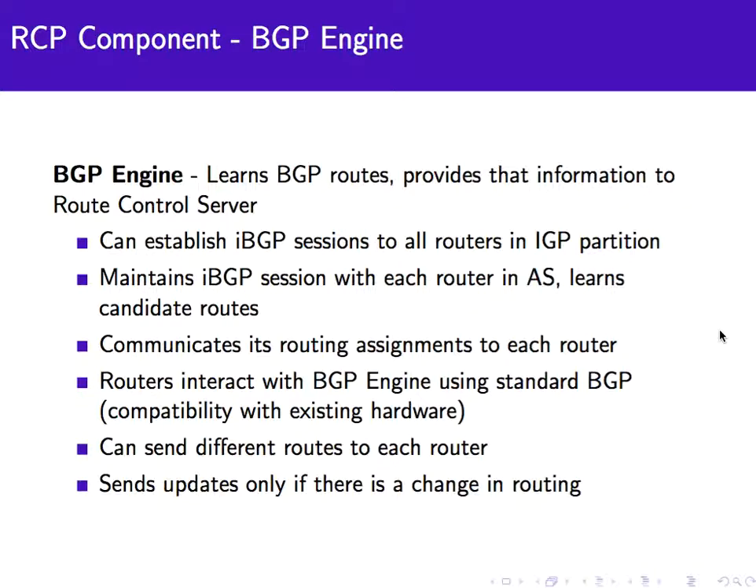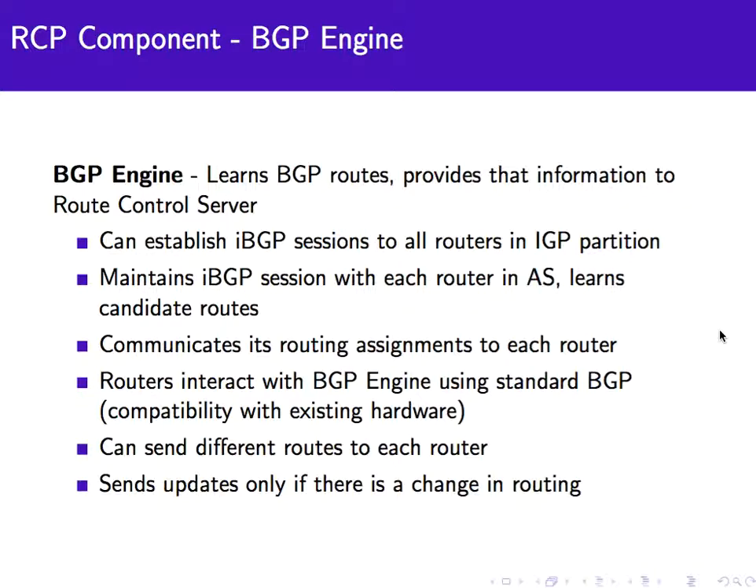So once it gathers these messages, it sends them to the route control server, which computes the optimal routes for each router, and then it pushes back to the BGP engine. And then the BGP engine communicates those best routing paths for each router. Routers interact with the BGP engine using, again, standard BGP, and this way it maintains compatibility with existing hardware.